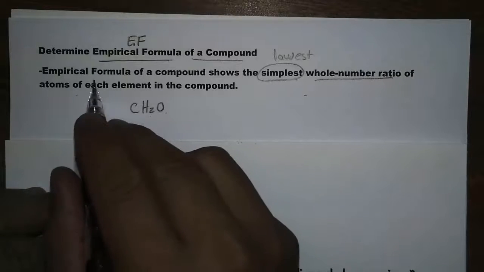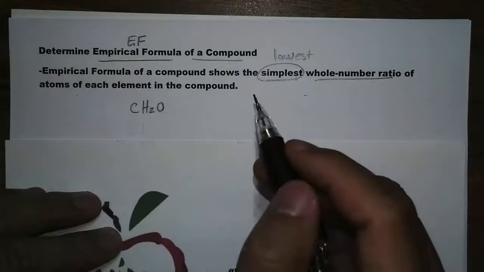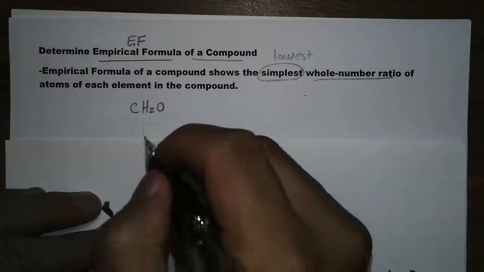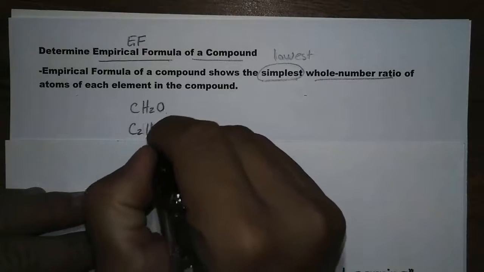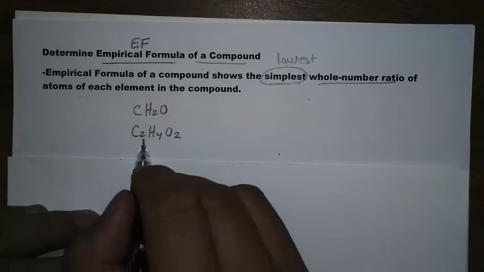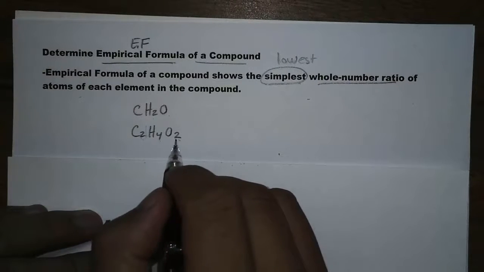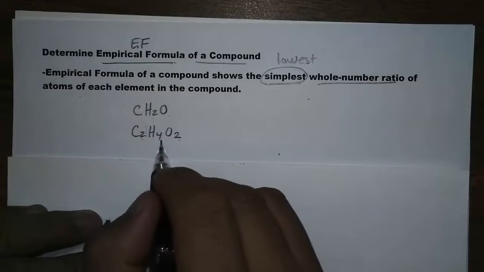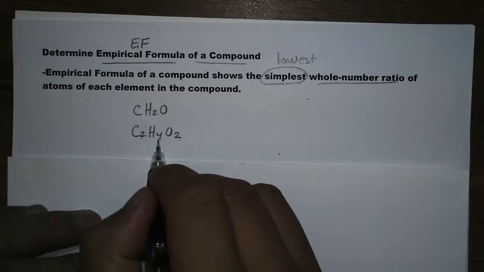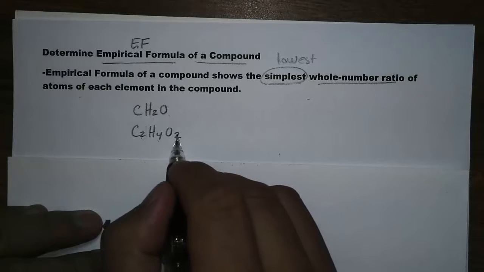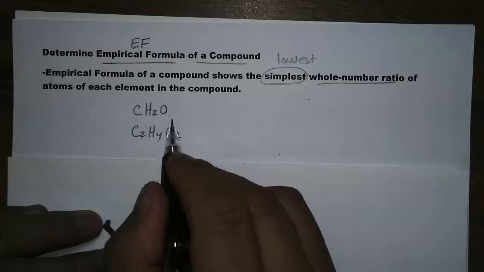In order to understand empirical formula, we also need to look at chemical formulas that are not empirical formulas. For example, we have C2H4O2. Notice how we have 2, 4, 2. These subscripts can be simplified by dividing all of them by 2. If I divide this by 2, that would give me 1. If I divide this by 2, that would give me 2. And if I divide this by 2, that would give me 1. And this is not an empirical formula, where this one is.